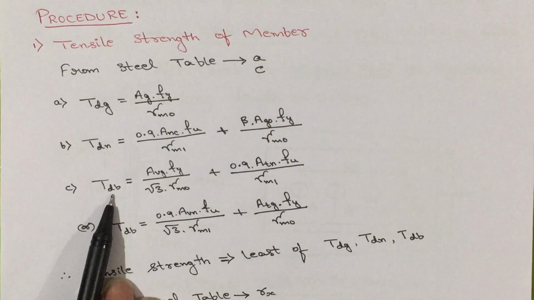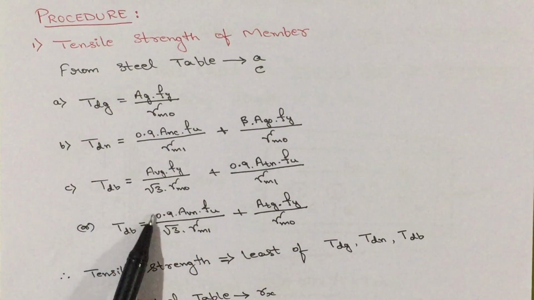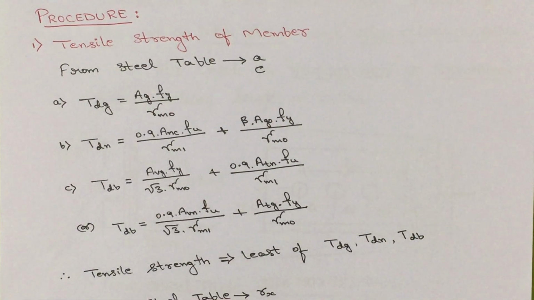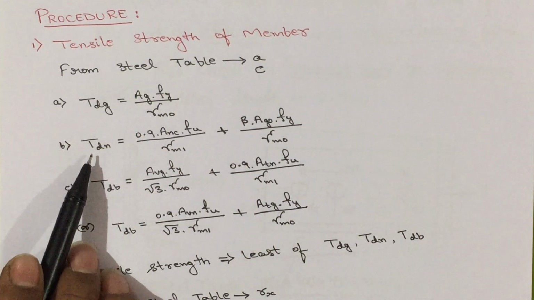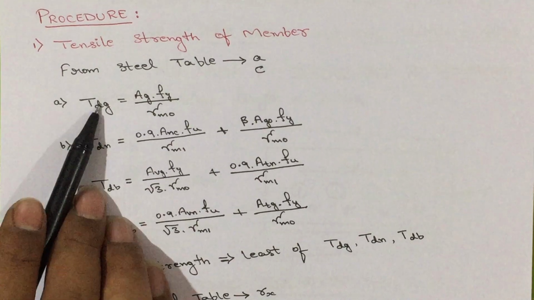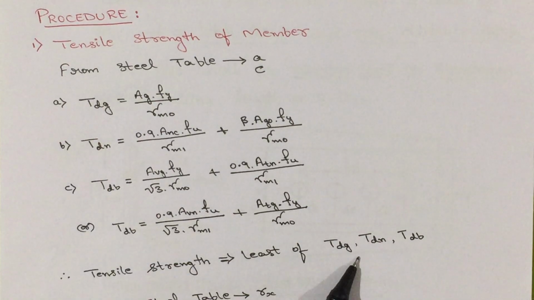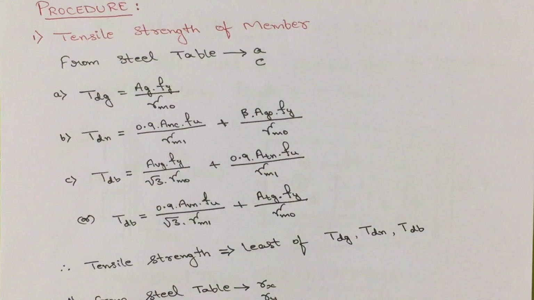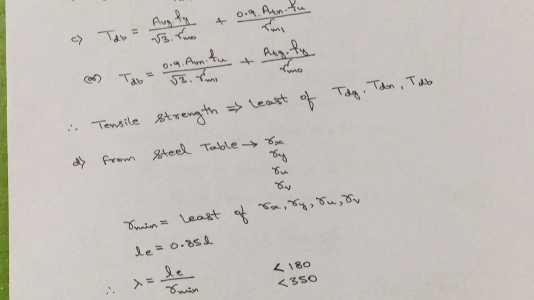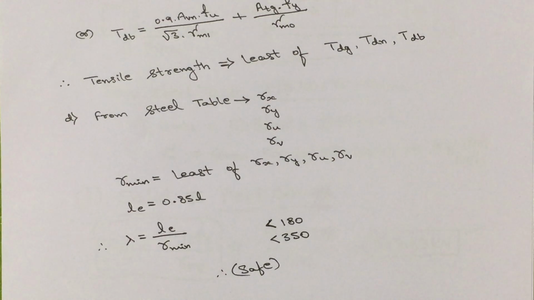Then third step, calculate TDB. TDB we have two formulas, so calculate it. Therefore, tensile strength will be equal to the least value of TDG, TDN and TDB. Take the least value of these three, that will become the tensile strength. Once you have calculated the tensile strength, we need to check for slenderness ratio.